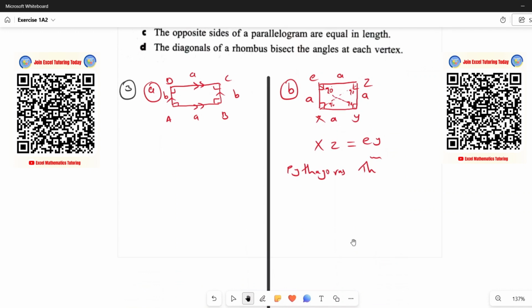Now moving to C, the opposite sides of a parallelogram are equal in length. So again, draw a parallelogram.